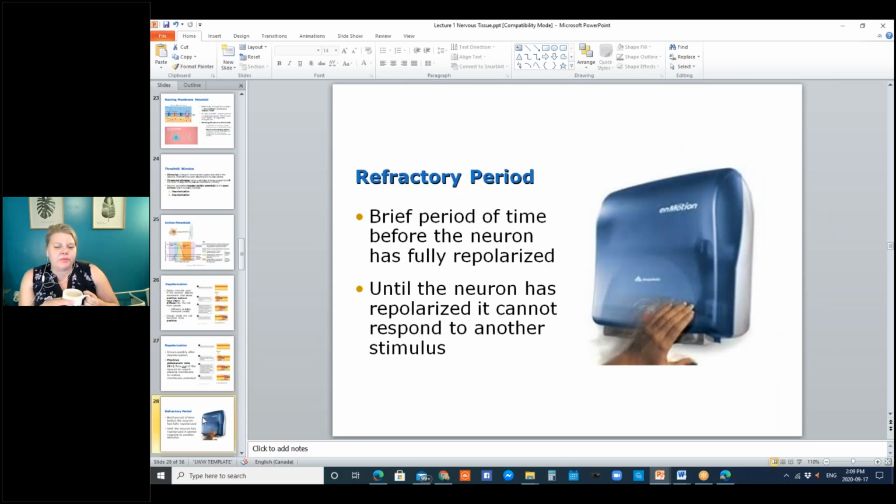And there's a little bit of a refractory period. It's a very short period of time after the neuron has depolarized. Depolarized, repolarized, and then it kind of has this refractory period. Not until the neuron has repolarized can it respond to another stimulus. Your textbook gives a really cool example. I actually like their examples of when you're using a motion sensor paper towel dispenser. If you grab it and it doesn't see you the second time you go to grab a paper towel, you have to kind of wait until it resets. That's exactly what the refractory period is.